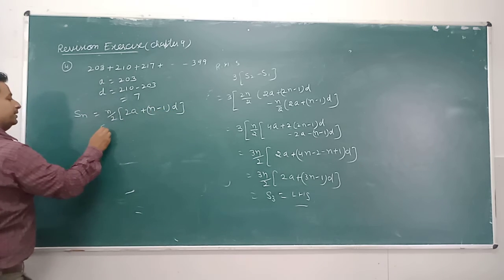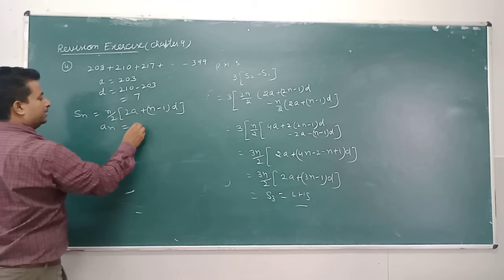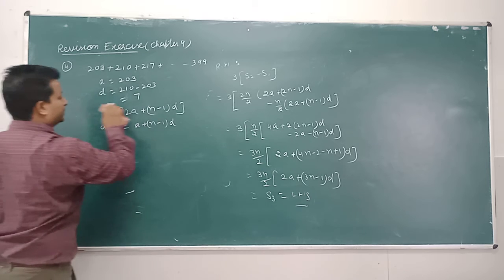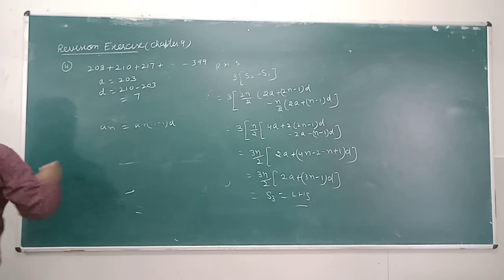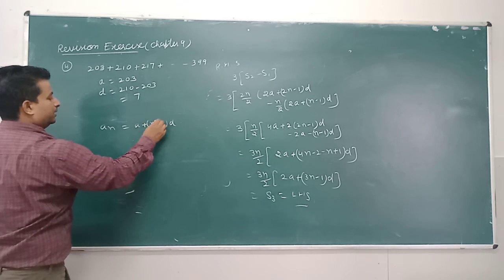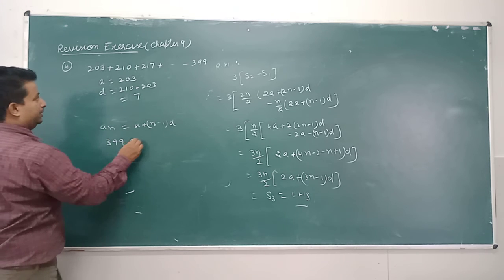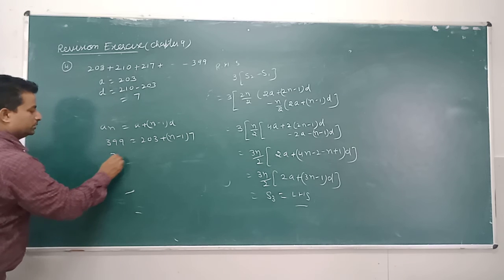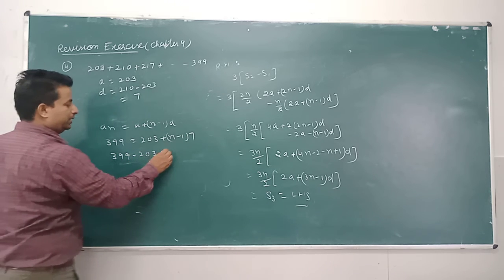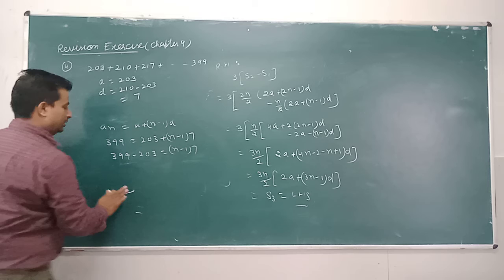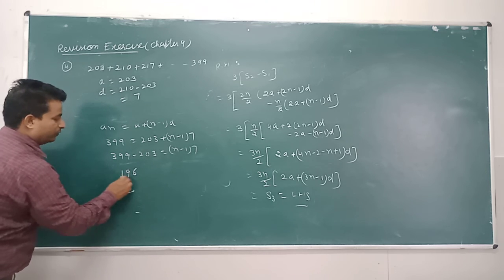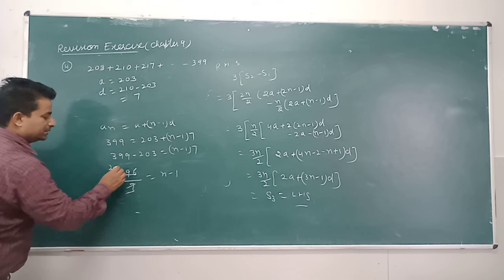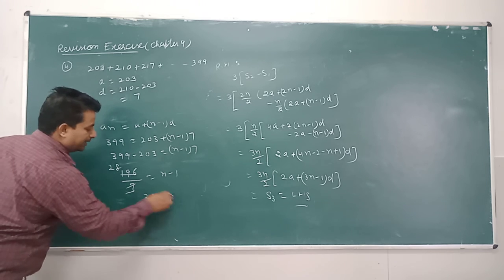Here first we find n. For n we use a plus n minus 1 into d. Here we are not required to use this formula. We use just only the last term an. In this an is 399, a is 203 plus n minus 1, d is 7. So this is 399 minus 203 equals n minus 1 into 7. When we subtract it, this is 196 divided by 7 equals n minus 1. So 28, n is 29.